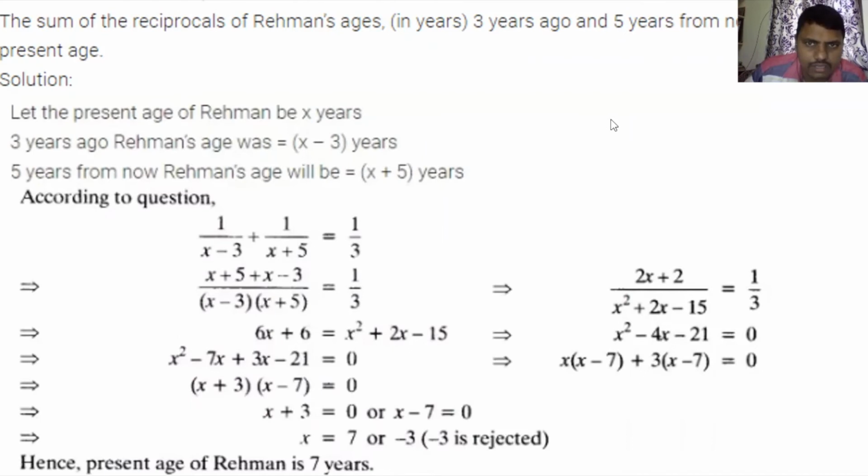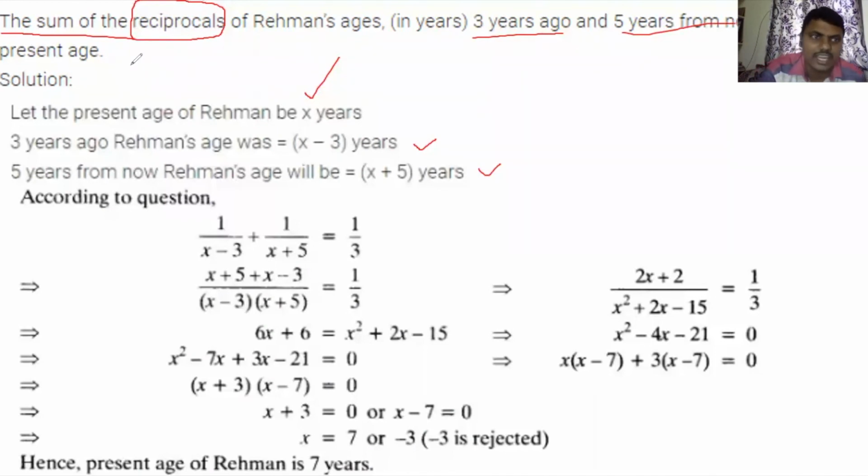Very good. Sidra, please read this question. Yes, sir. The sum of the reciprocals of Rahman's age in years 3 years ago and 5 years from now is 1 by 5. Find his present age. Yes, children. The sum of the reciprocals, this is important. Reciprocals of Rahman's age 3 years ago. 3 years ago means subtraction. For example, present age is x. 3 years ago means x minus 3. 5 years from now means addition.